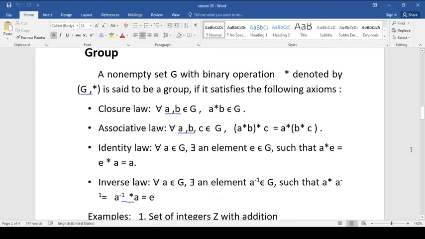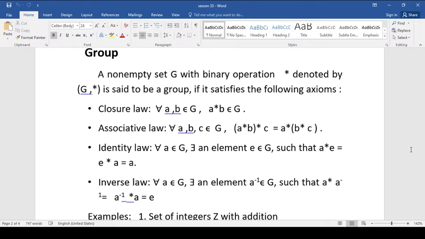So next we shall have the definition of a group. A non-empty set G with a binary operation star, denoted in common brackets as (G, star), is said to be a group if it satisfies the following axioms. The first axiom is closure law, that is, for all a and b belonging to G, a star b belongs to G. Associative law, for all a, b and c belonging to G, (a star b) star c is equal to a star (b star c).